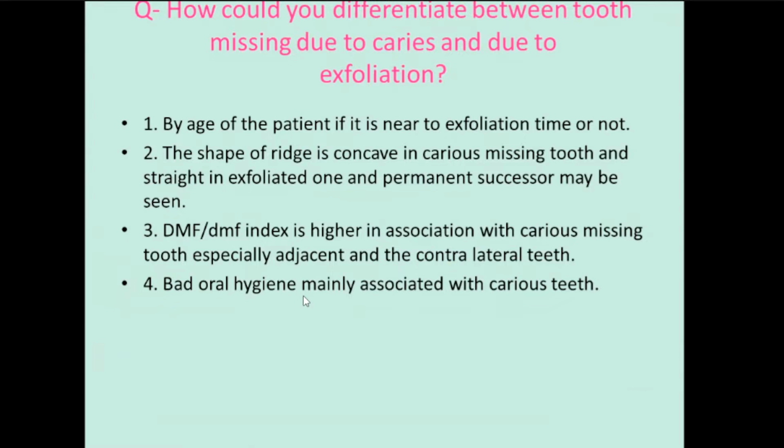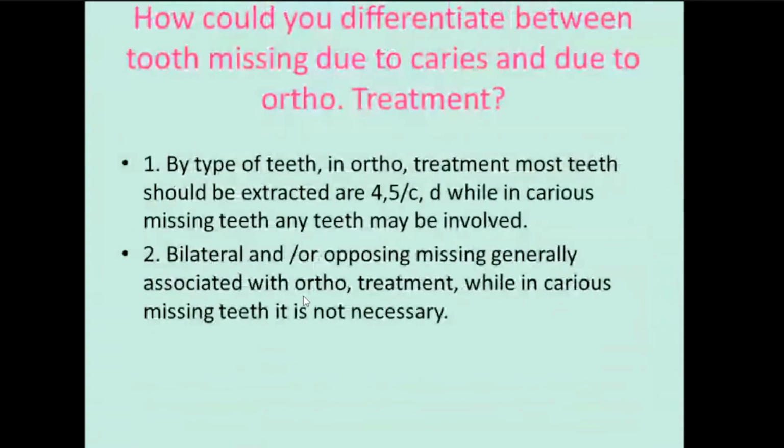So the DMF for both primary and permanent index is higher in association with caries missing teeth, especially the adjacent teeth and the contralateral teeth. Bad oral hygiene is mainly associated with carious teeth. This is common sense: when we see bad oral hygiene, we can guess it is because of caries.